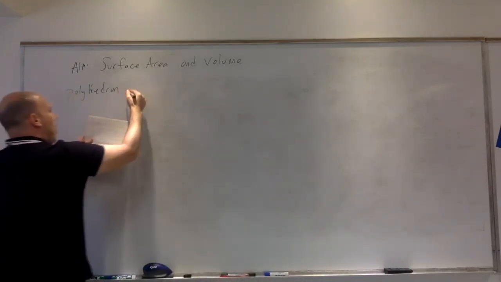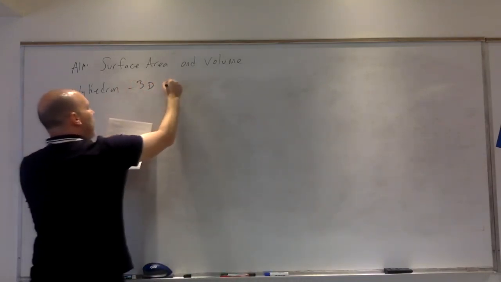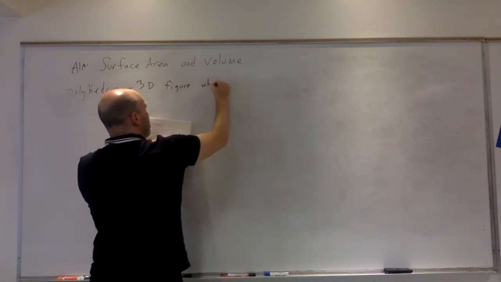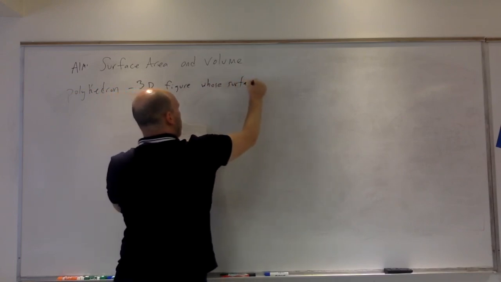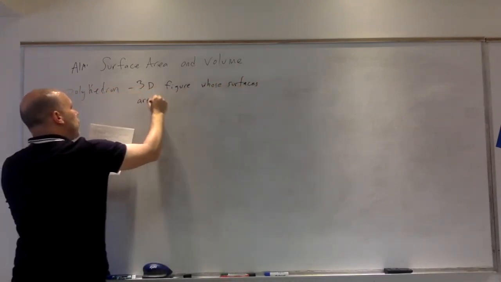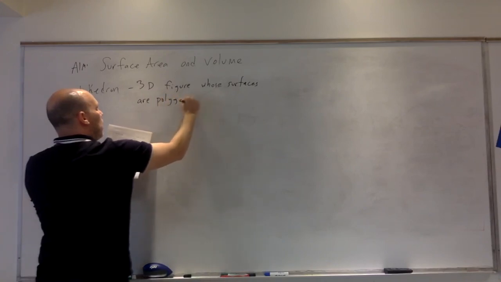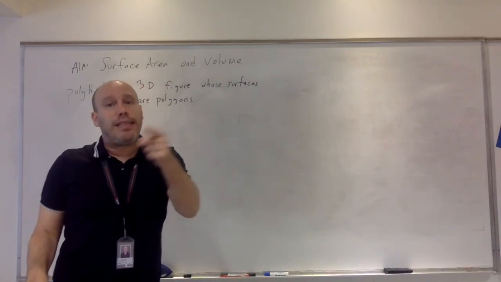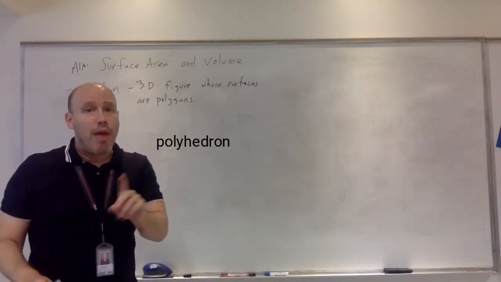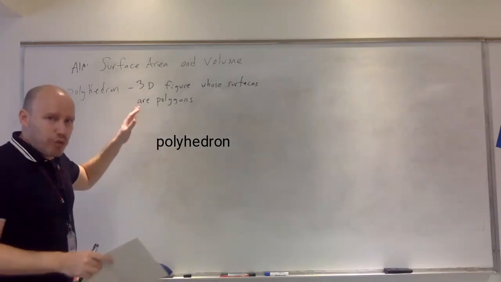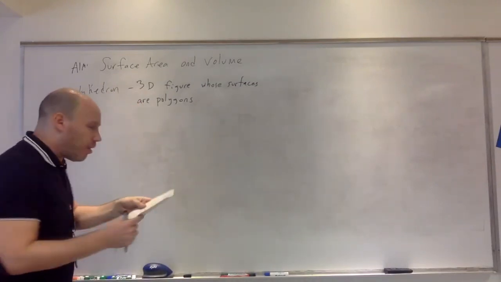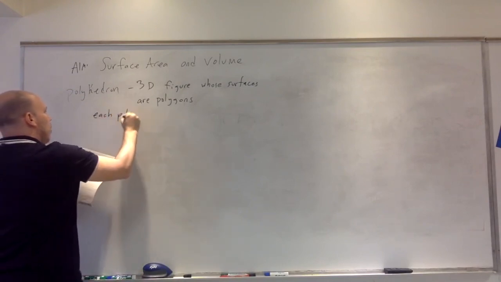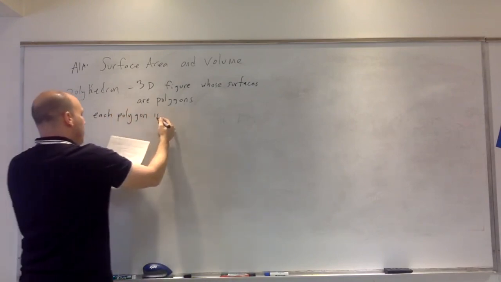A polyhedron is a 3D figure whose surfaces are polygons. So a cube or a pyramid is a polyhedron, but a cylinder or a cone is not. They're still solids, but in this first unit, we just want to do solids with polygon faces. So each polygon is a face.